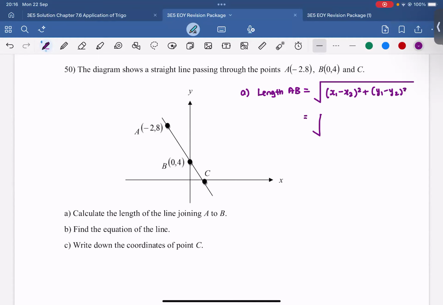Okay, so put in the coordinates. It doesn't matter which one you put in first. Press calculator. This will give me square root 20, 4.47. Remember to round it off to three significant figures. 4.47 units.